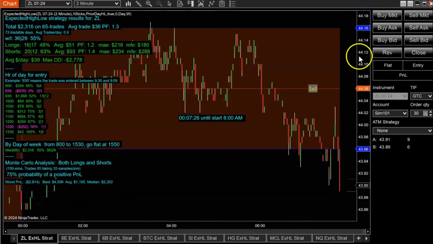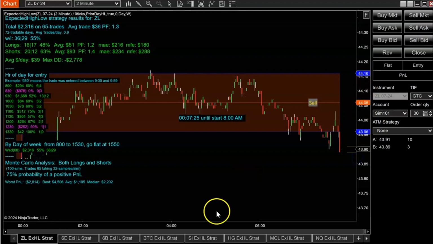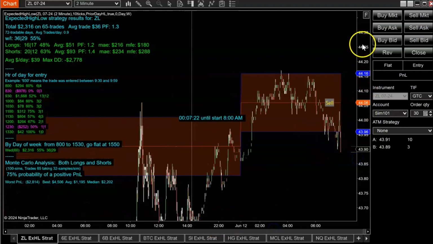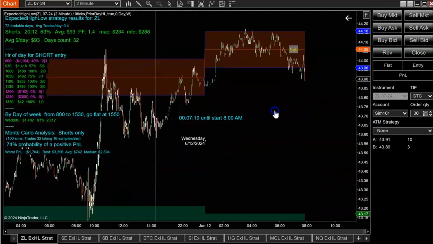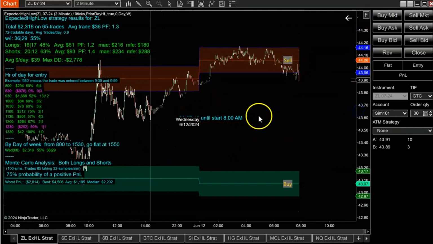All right, ZL. Not many people are looking at ZL. I like to look at the ags. ZL is soybean oil. So let's take a look. If we hit the long signal at the buy level, we are 48% winners. On the shorts, though, we're at 63% winners.